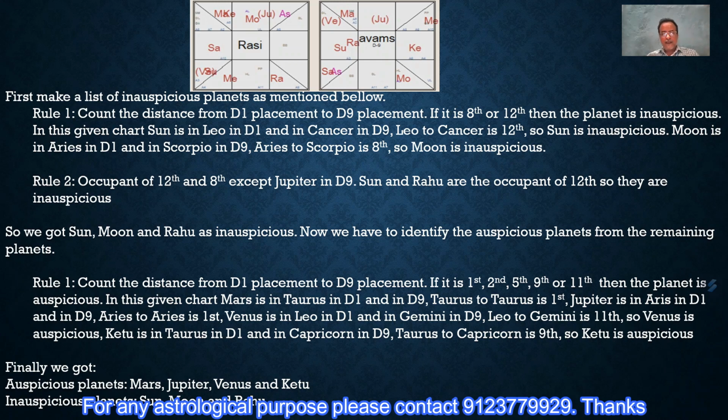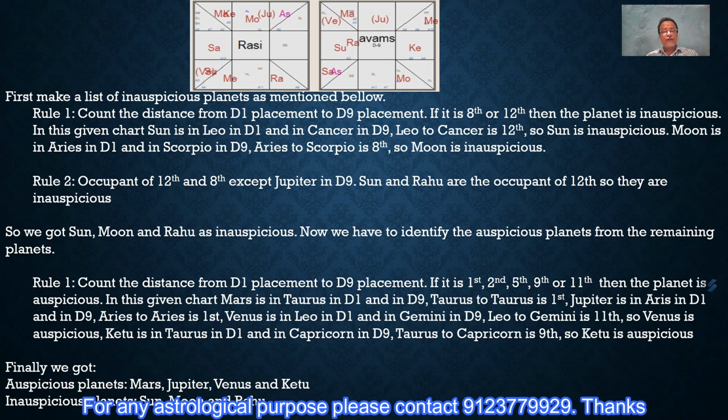Now look at the Venus. Venus is in Leo in D1. Please follow my cursor. Venus is in Leo in D1 and in Gemini in D9. Here, please follow my cursor. Venus is in Gemini in D9. So Leo to Gemini is 11th. That's why Venus is auspicious.